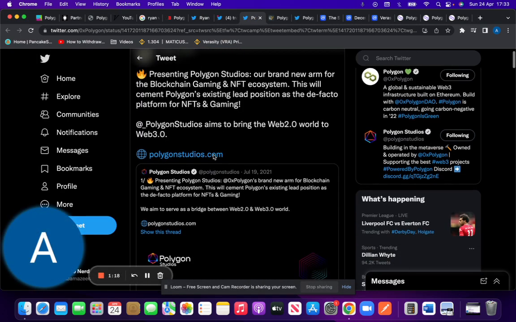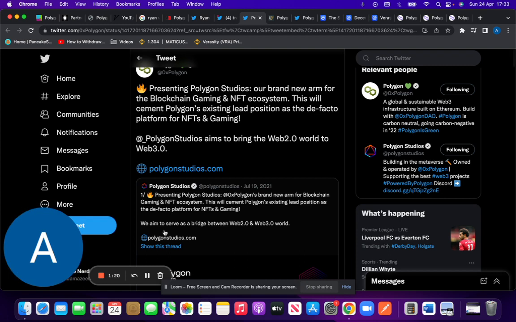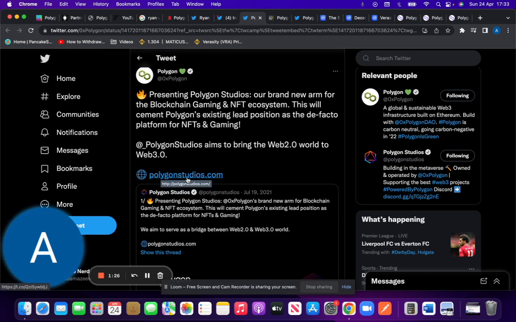If we go onto the website, you'll see here it says, on their Twitter page, we aim to essentially serve as the bridge between Web 2.0 and Web 3.0. It's worth noting the Polygon Studio website is not the best if you go on it. I think it's still being revamped.